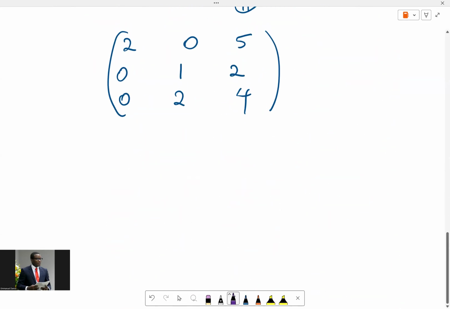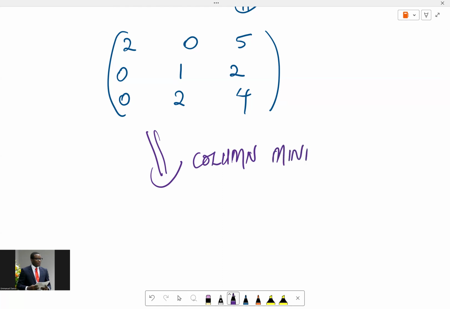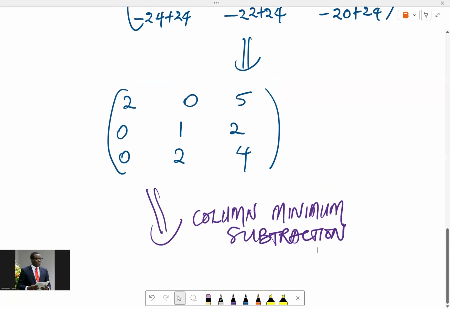Now we move on to the next step, where we do the column minimum subtraction. What that means is that we look through the columns now. What we did with the rows, we do with the columns. We look through the columns and take note of the minimum values. In column 1, 0 is the minimum. In column 2, 0 is the minimum. In column 3, 2 is the minimum.